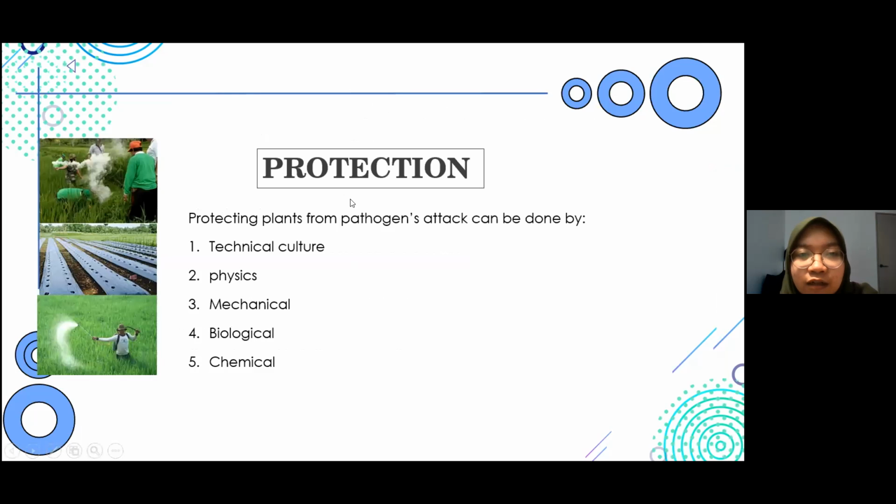Next is protection. Protecting plants from pathogens can be done by 1. Technical culture, 2. Physical, 3. Mechanical, 4. Biological, and 5. Chemical.